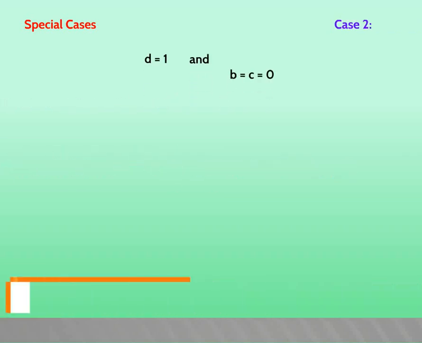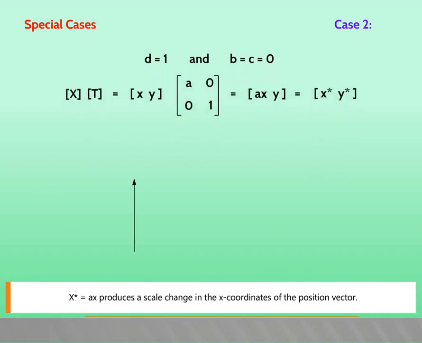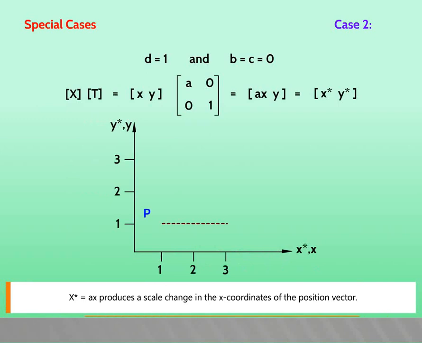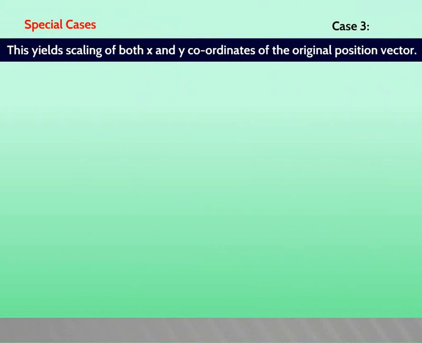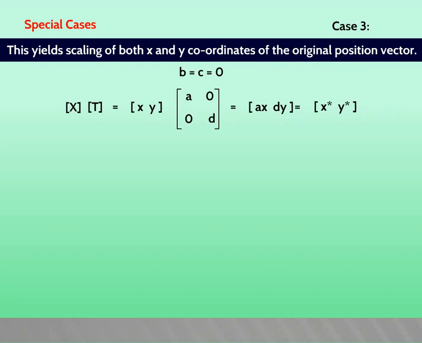Case 2. x asterisk is equal to Ax produces a scale change in the x coordinates of the position vector. Case 3. This yields scaling of both x and y coordinates of the original position vector. B is equal to C is equal to 0. x into T is equal to x y matrix A 0 0 D is equal to Ax, Dy is equal to x asterisk, y asterisk.